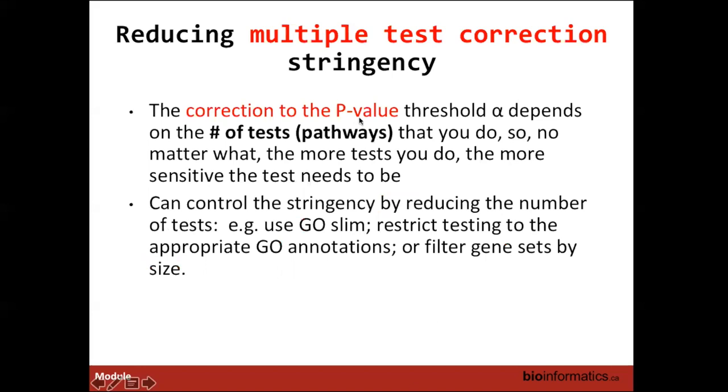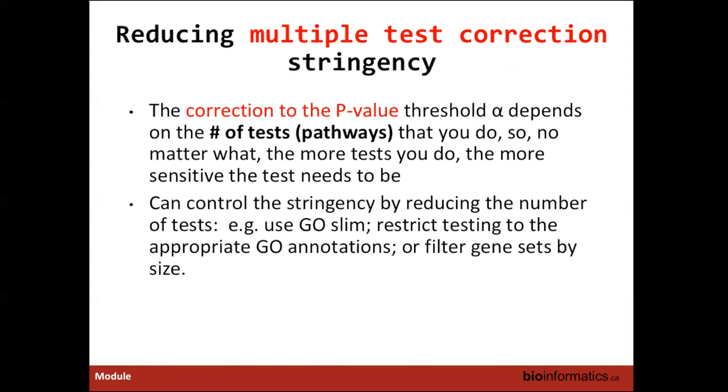The FDR calculation includes the number of tests, so the more pathways we are testing, say 10,000 pathways, the more the p-value is going to be corrected. One way to decrease the stringency of the correction is to limit the number of tests that we are making.